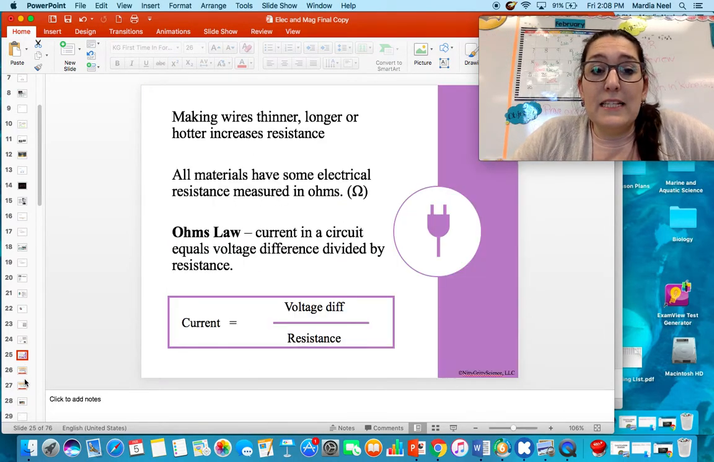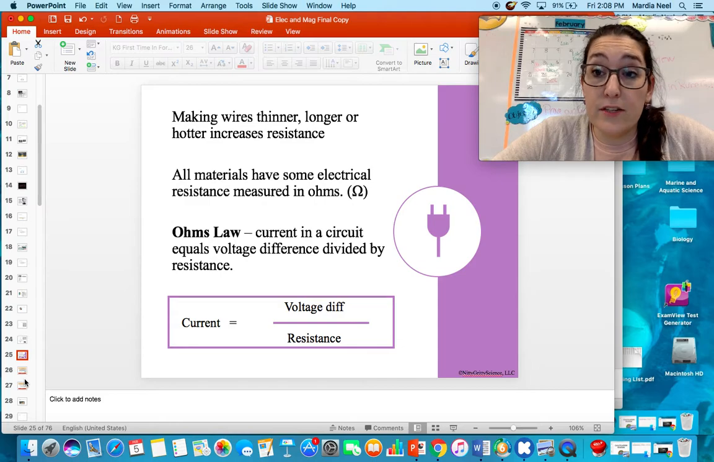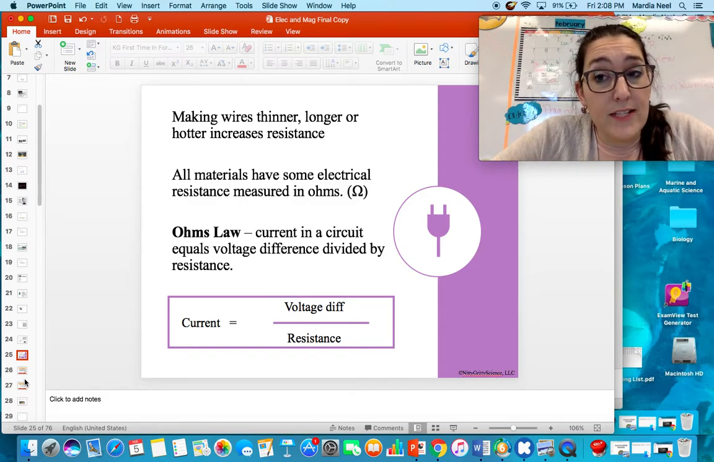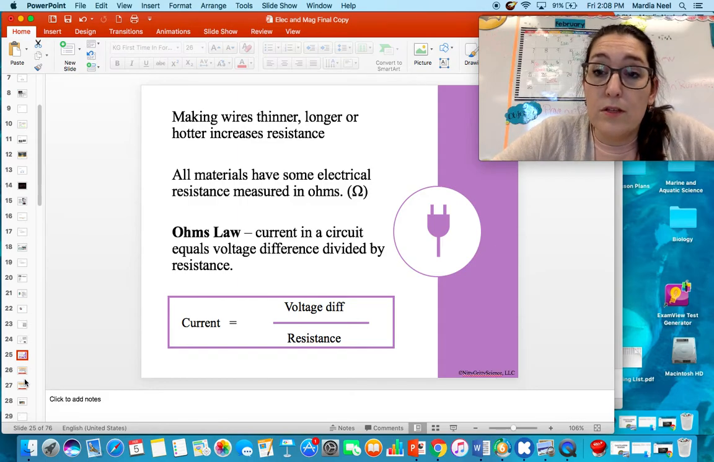Last but not least is Ohm's law. As we make wires thinner or longer or hotter, we increase the resistance. All materials have electrical resistance, and we measure electrical resistance in something called ohms. So Ohm's law says that a current in a circuit is equal to the voltage difference divided by the resistance.